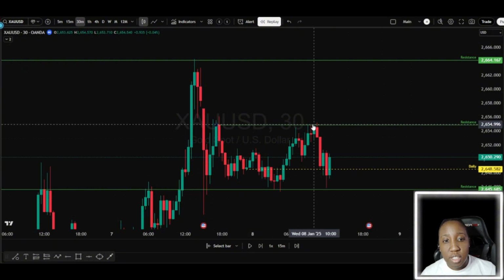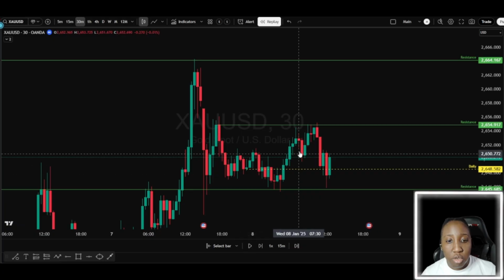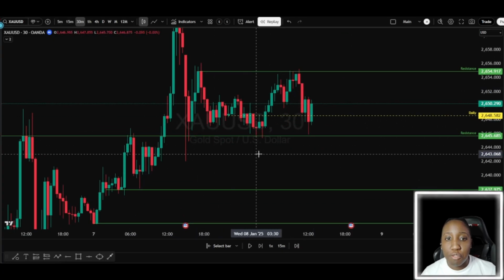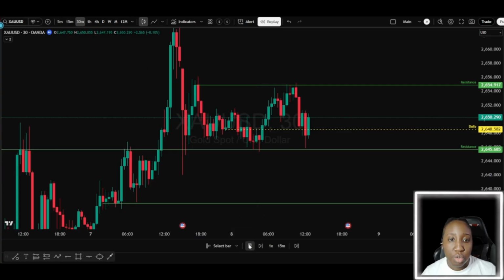Now, I wouldn't take sells from this resistance down to the bottom of the range because, again, we don't have a clean range. I'm always looking for clean ranges for price to push through. And this support here makes it too tight.